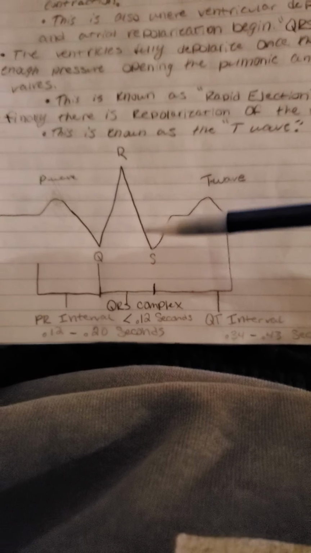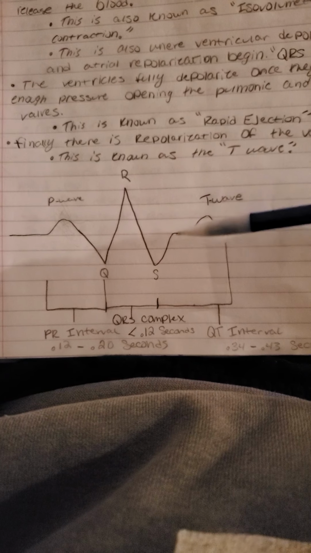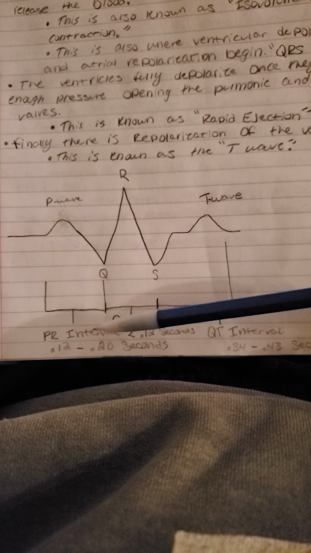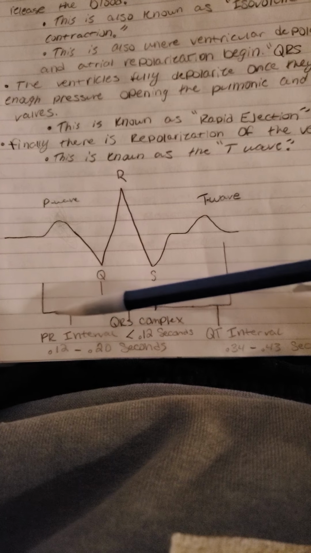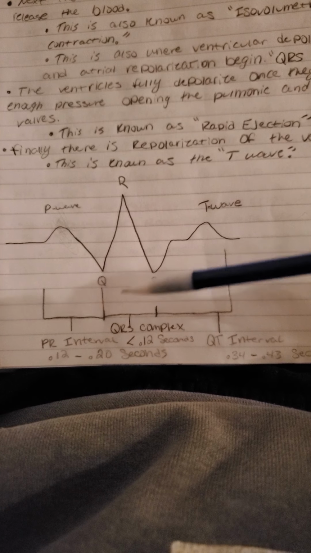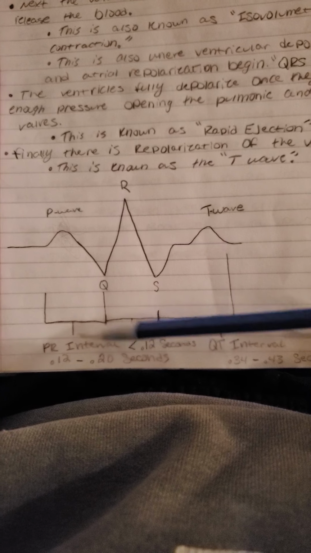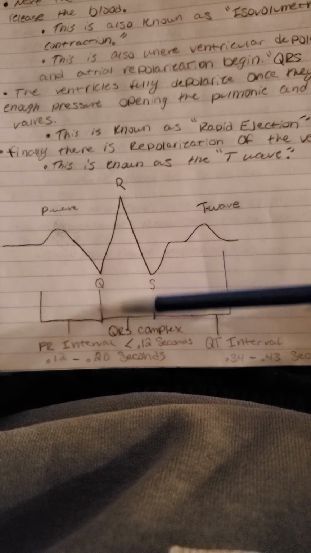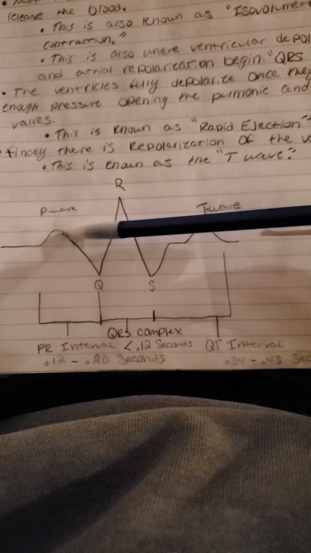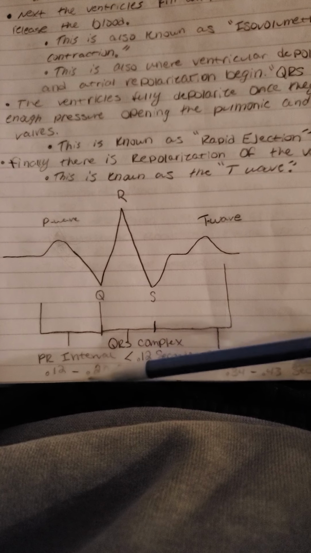So looking down here at our ECG strip that I've written up here, our PR interval, and this is 0.12 to 0.20 seconds, is our normal time that elapses while this action sequence is taking place. And this is the depolarization of the atria. This is the amount of time it takes for that normally.